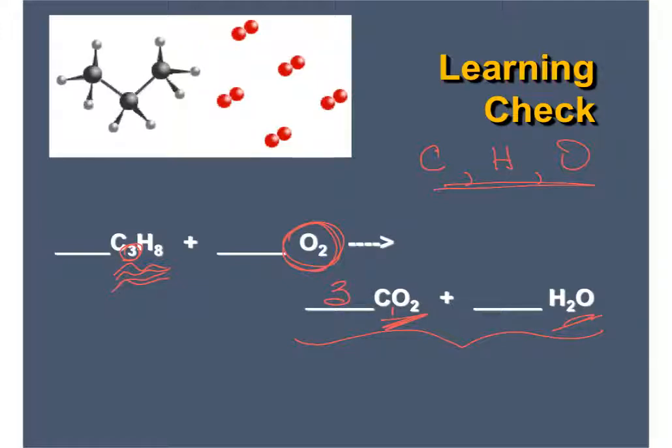Then I'm going to do hydrogen next. Remember, you're going to save oxygen till last. Hydrogen, we have 8 on the reactant side and only 2. So what do you multiply 2 by to get 8?